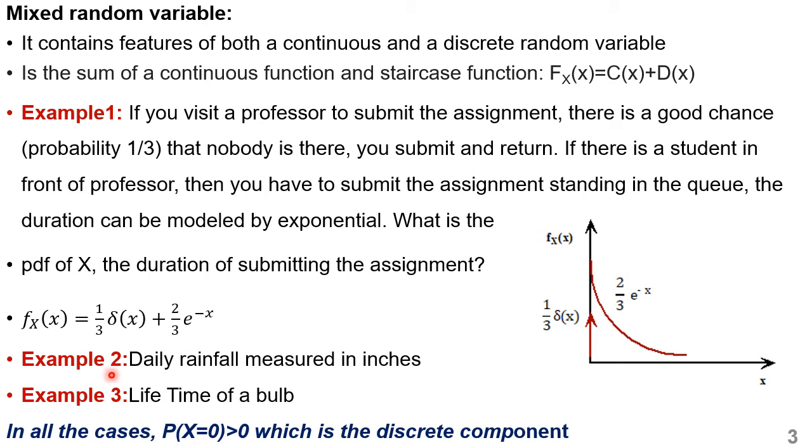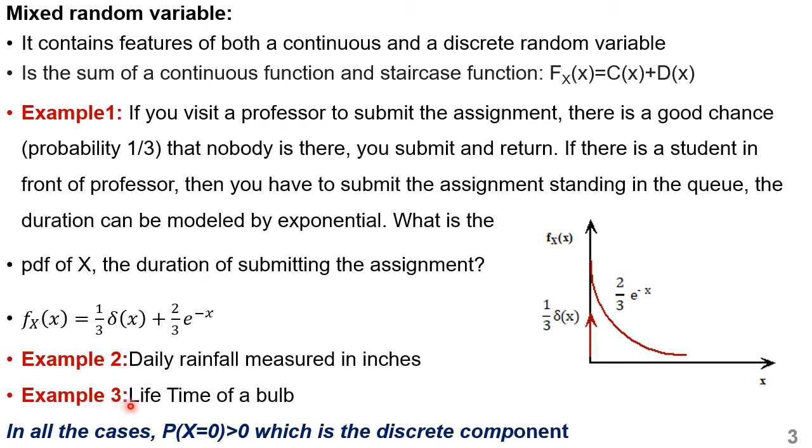Second example is daily rainfall measured in inches. There may be a day when there is no rain at all. In such cases, there is going to be some probability, so probability of x equal to 0 will be there. This can be modeled as a discrete component. And later, there are days when there are rains which can be measured in inches. It can be modeled as an exponential.